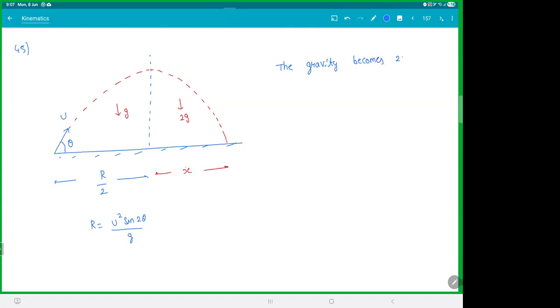The gravity becomes 2g after the particle crosses h max, after r by 2 as shown. Yeah, I shouldn't say x. After r by 2 as shown, find x. Let's get this.